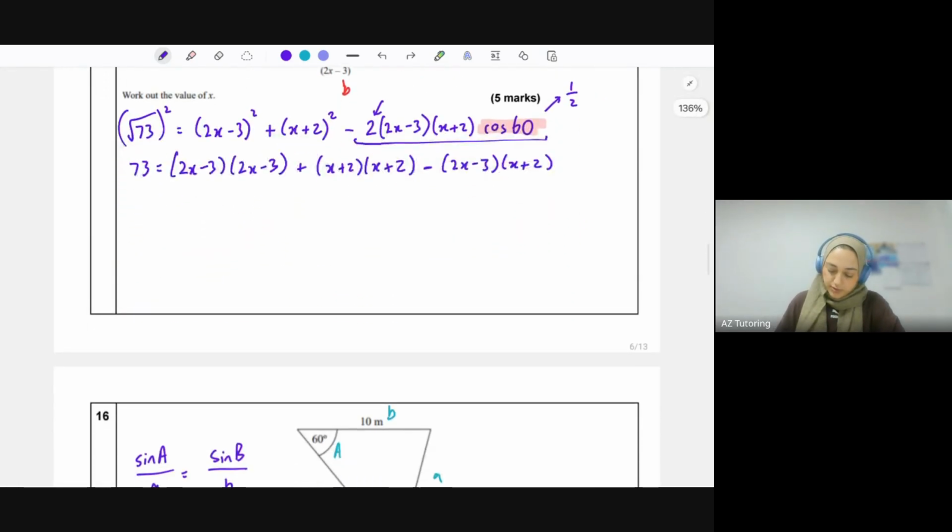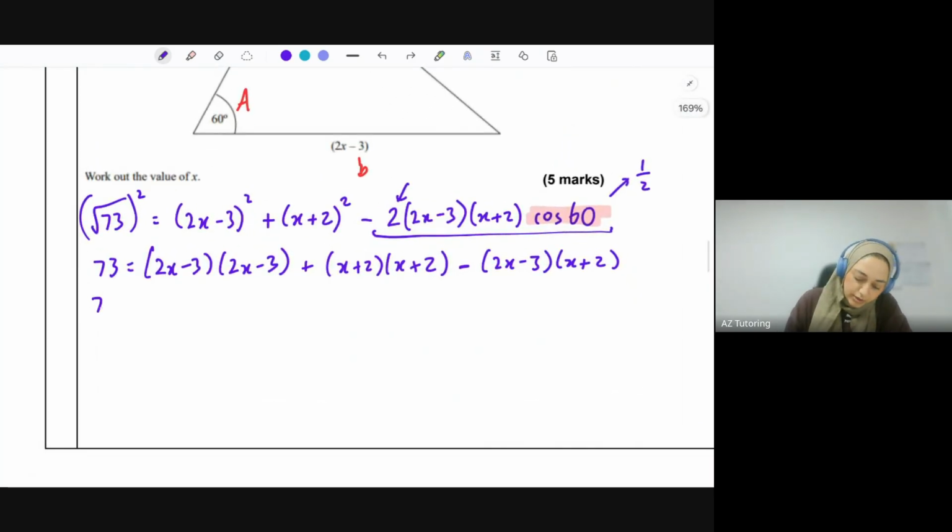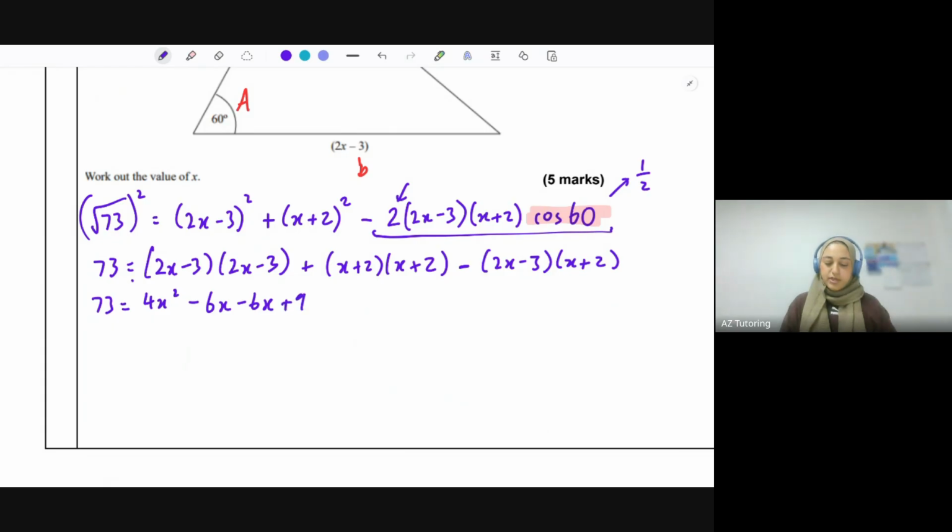So hopefully we'll have space for this. I don't think we will, but 73 equals 2x times 2x, 4x squared, 2x times minus 3, minus 6x, minus 6x, and then plus 9. So I've expanded this here to here. Expanding the next one, just going to do this one quickly.